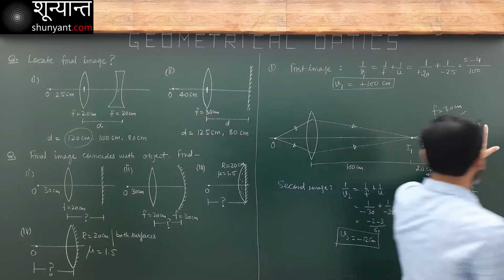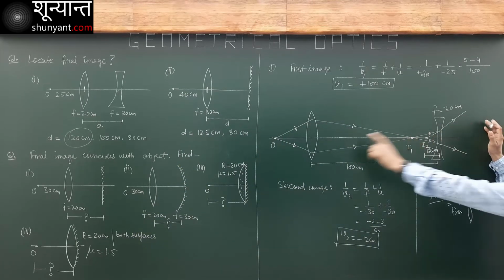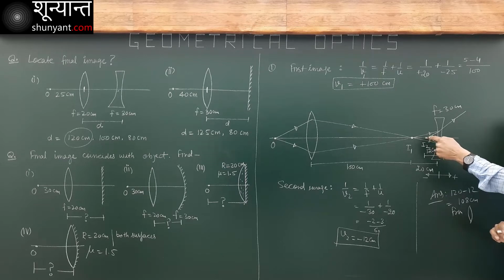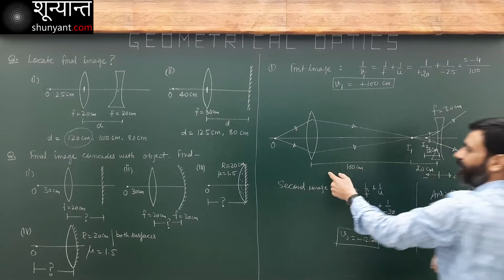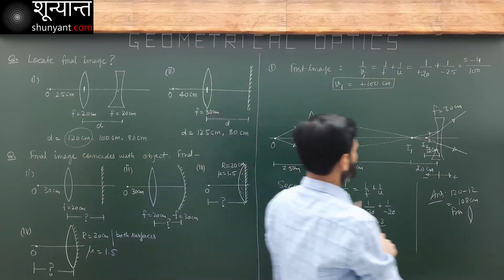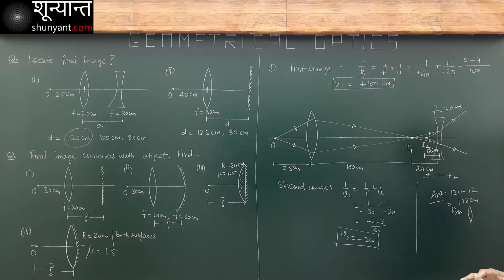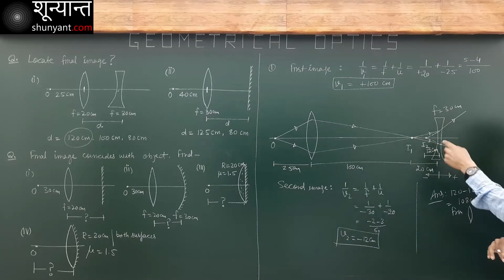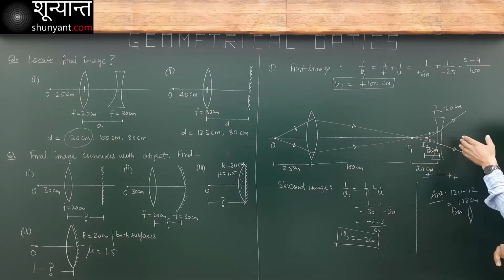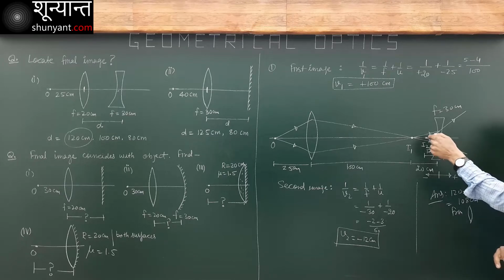So if I am standing here, my object is here. When I see from here, the object will appear to be here. The actual distance of the object is 120 plus 25 centimeter. Try to understand this, very, very important. If I stand here, the actual object is at 145 centimeter, but when I look from here, the object appears to be here.